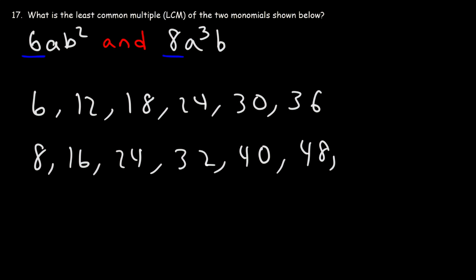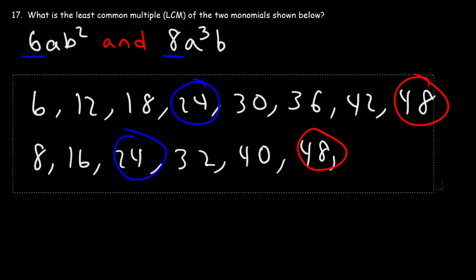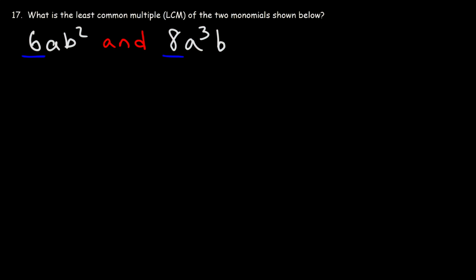Notice that 24 is a common multiple of 6 and 8, and it is the lowest common multiple of those two numbers. The next multiple, if we continue it, will be 48. Even though 48 is a common multiple of 6 and 8, it is not the lowest common multiple of 6 and 8. So the LCM of 6 and 8 is 24. That is the least common multiple.